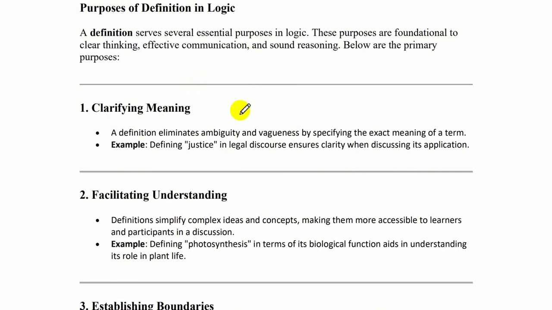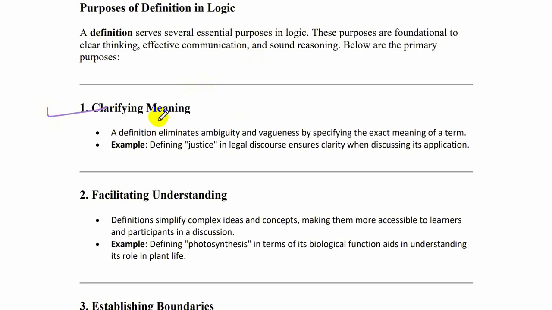Purpose of definition in logic. A definition serves several essential purposes in logic. These purposes are foundational to clear thinking, effective communication, and sound reasoning. Below are the primary purposes. Now we are going into a more detailed explanation of each of these.